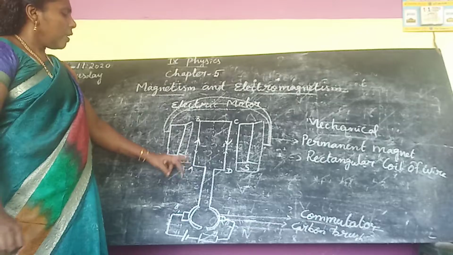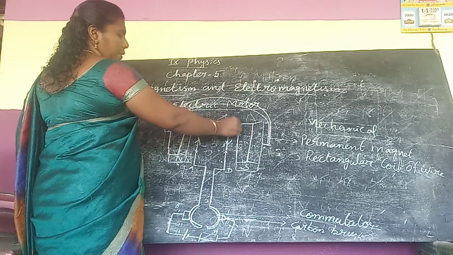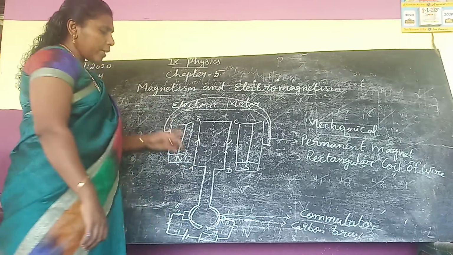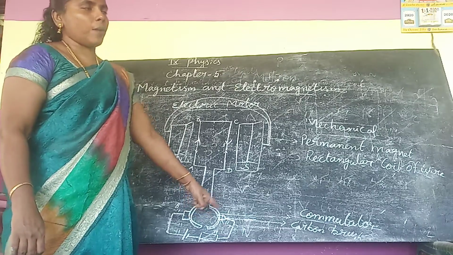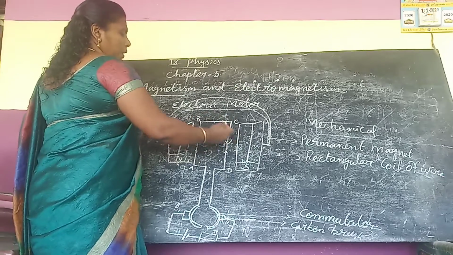Now first, how will it rotate? Now the current flows through A, B, C, D. Which direction? Clockwise direction. After that, what is the use of this commutator? To change the direction of current. By using this commutator, it will rotate. So in this position, what happens?